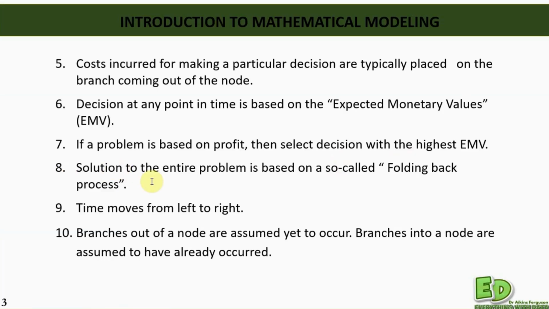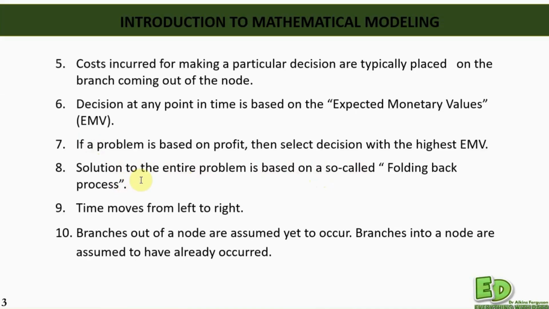The solution to the entire problem, after drawing the decision tree and representing the decisions with the various square nodes and circle nodes, is as follows. Remember all these nodes are represented with numbers. If my first node is a square node, I'll say that is node 1. The second node will be node 2, all the way to the final, or highest, node. The solution to the entire problem is based on the so-called folding back process.